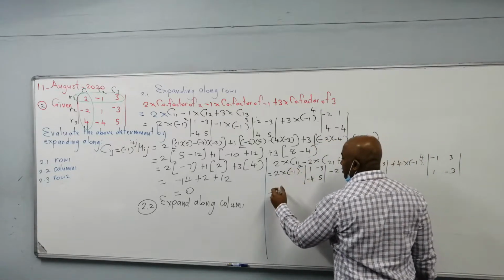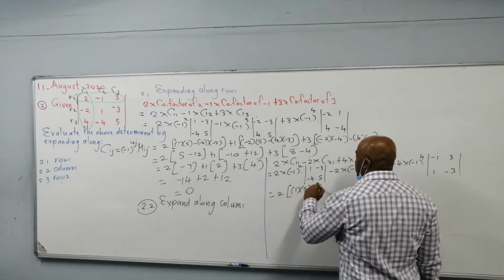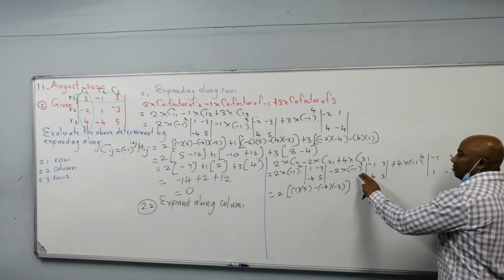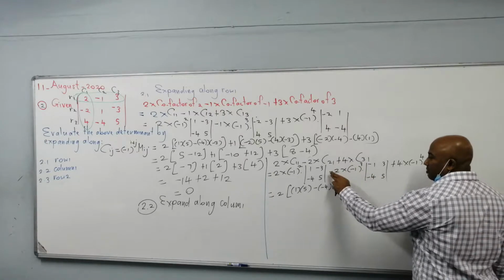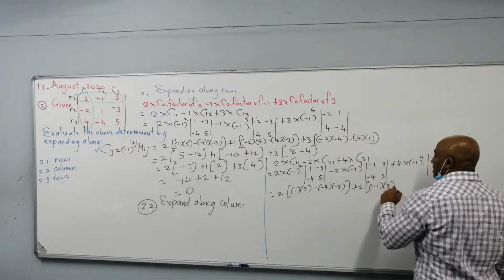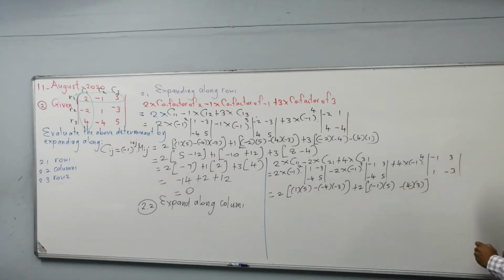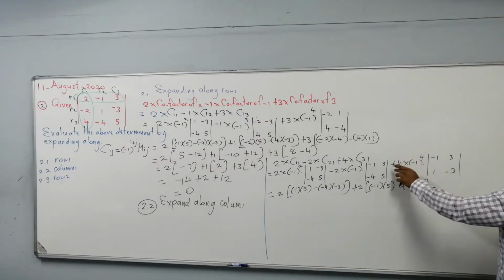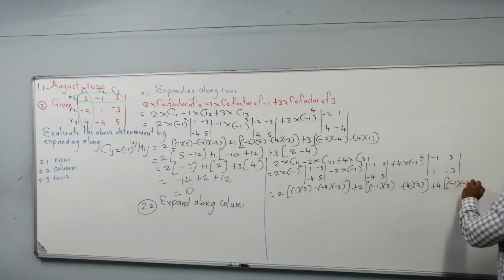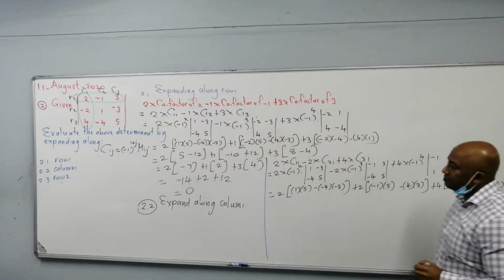Minus 1 squared is 1 times 2, which is 2. And then we got 1 times 5 minus 4 times minus 3. Minus 1 to the power 3 is minus 1 times minus 2 is a positive 2. Minus 1 times 5 minus 4 times 3. Minus 1 to the power 4 is 1 times 4, which is 4. So we got minus 1 times minus 3 minus 1 times 3.